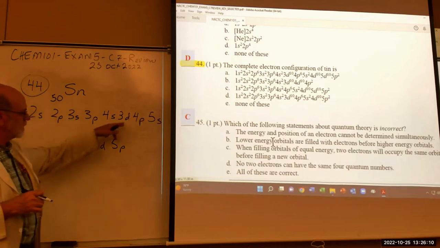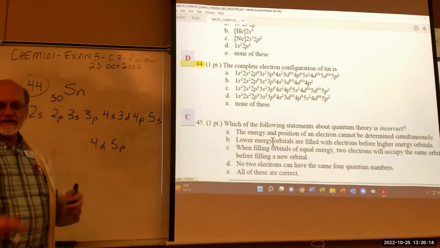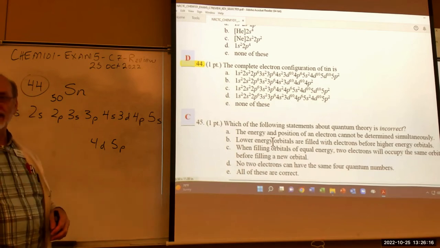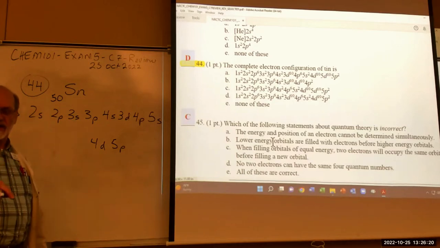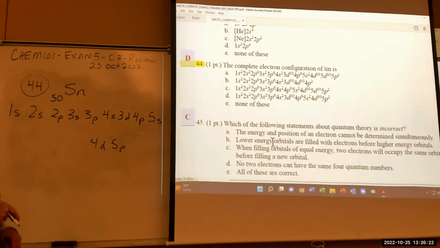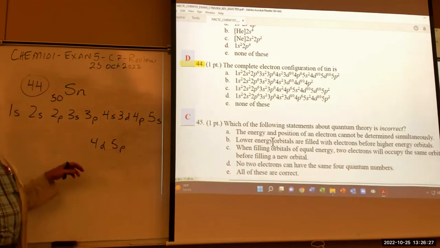Now, how did I know they were in this order? Well, either I have that slant diagram memorized, or I use the periodic table. And I just follow along and say, all right, who's next and which orbital is being filled? And it comes right off the periodic table in that order. Left to right, top to bottom.